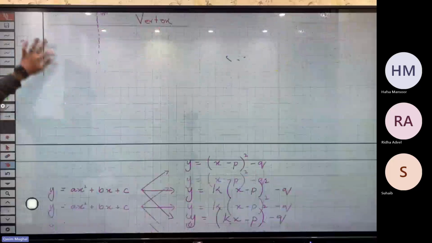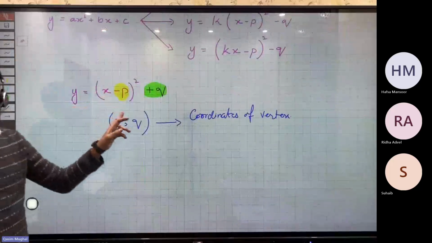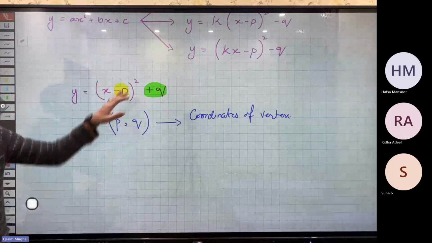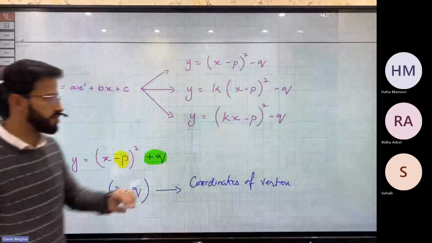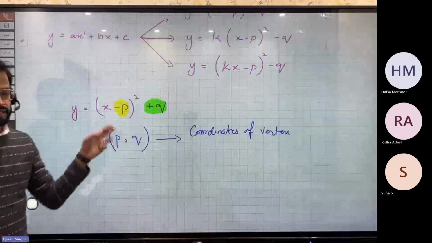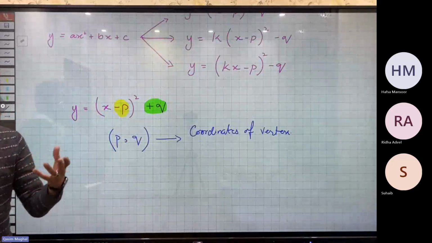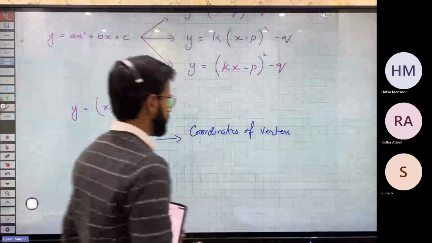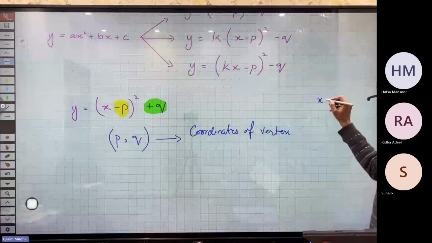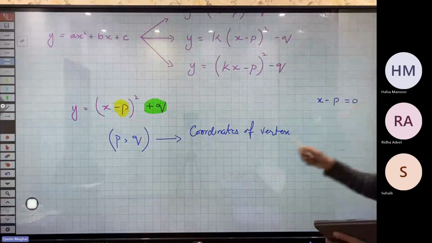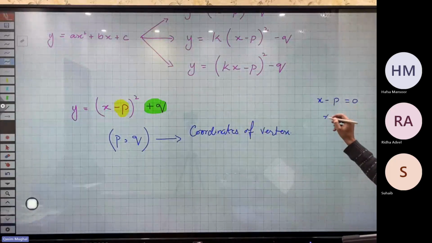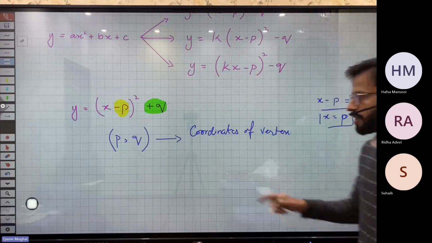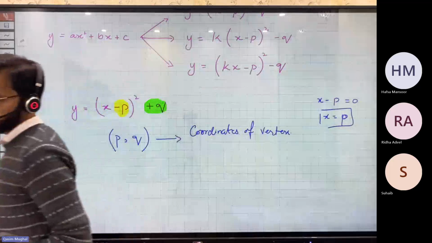If I want to know the x value of the vertex, then whatever we have inside the square, that's the more important thing because we will be dealing with other formats as well. So whatever you have inside the square, equate it with 0. In my rough work, or you should be able to do it in your head as well, I'm going to put x minus p equals 0 because that's inside the square. From here, I'm going to get the x value, basically the x coordinate of the vertex for this equation.